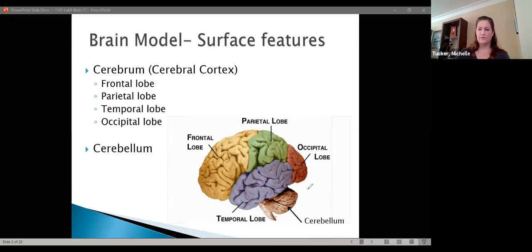Okay. Then we have this smaller area down here. It looks kind of like a cauliflower. It also has lobes, but you don't need to know those lobes because in our models, they don't really have real clear-cut delineations, but it has lobes as well. But this entire structure is called the cerebellum. So we have our cerebrum and our cerebellum.